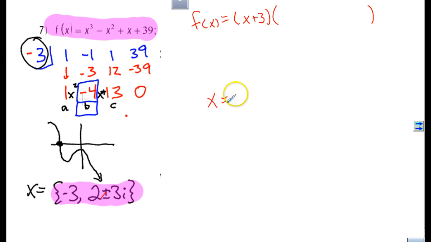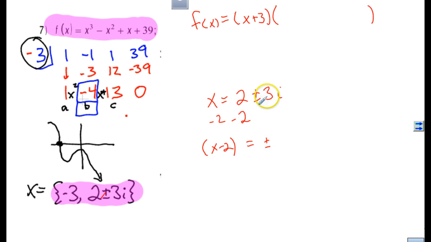So if we have x equals 2 plus or minus 3i, let's start by subtracting 2 on both sides. We have x minus 2 equals plus or minus 3i.